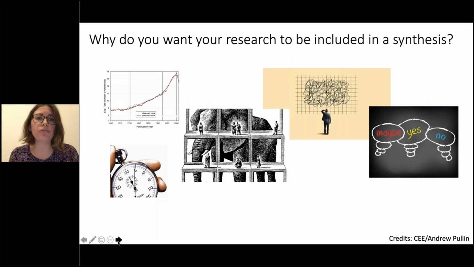So why do you want your research to be included in a synthesis in the first place? Why would you care? First of all, because as we heard already from Sarah's presentation, decision makers do not have enough time to go through the overwhelmingly high number of results or findings that are being produced every year, more and more. Also because the context matters. One study will not be enough to answer questions about conservation effectiveness or conservation impact.